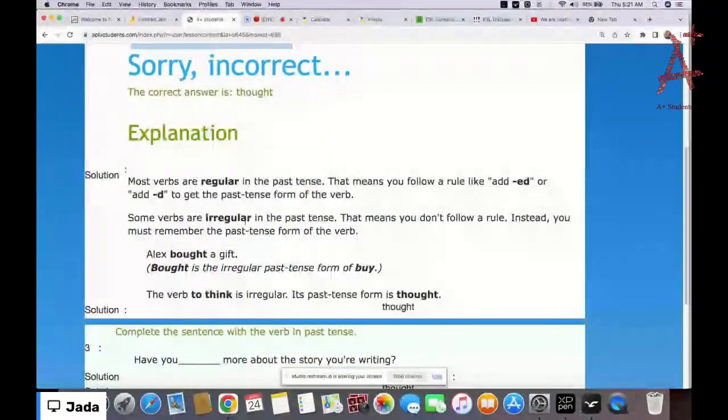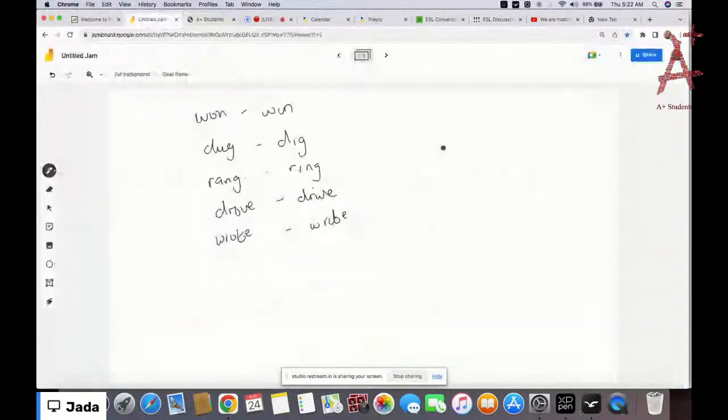It says that some verbs are irregular in the past tense. That means they don't follow a rule. Instead, you must remember the past tense form. So Alex bought a gift. Bought is the irregular past tense form of buy because you do not say buyed. You do not say buyed. No way. But you say bought. So when you say bought, that is the correct past tense.